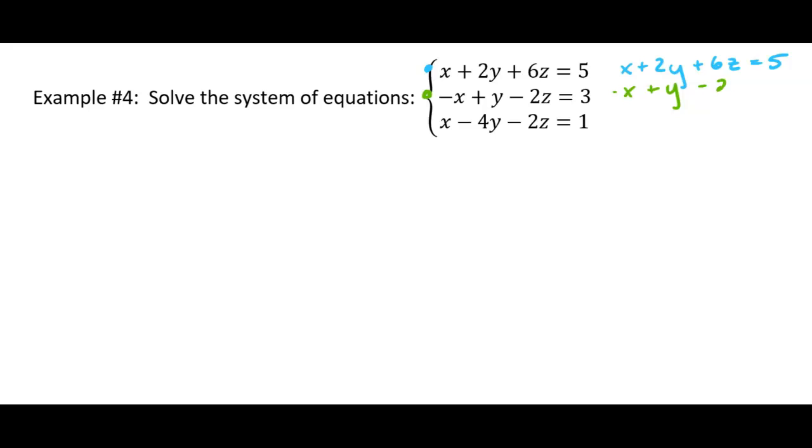There is a lot of copy work with these problems. And then I'm going to add those equations together. Okay, so the x's are canceling out. I get 3y plus 4z equals 8. Let me double check my math. 2 and 1. Oh, yeah, 6 minus 2 and 5 and 3.